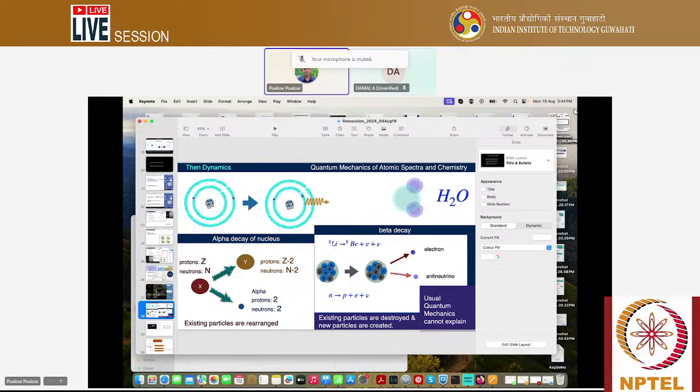And when you come to the subatomic particles, the nucleus decays, as we discussed a little bit, the alpha decay. Yeah, okay. So the alpha decay happens, and then the beta decay happens, and all these things are because of other dynamics. And one of these things is basically called the weak interaction.